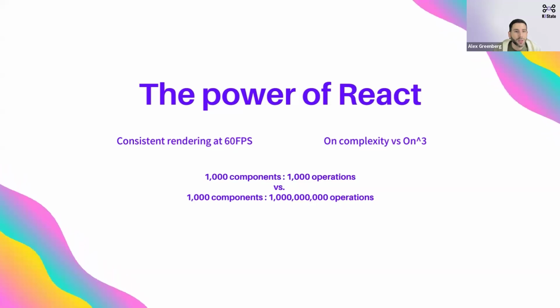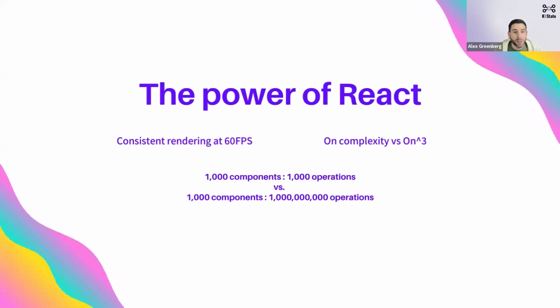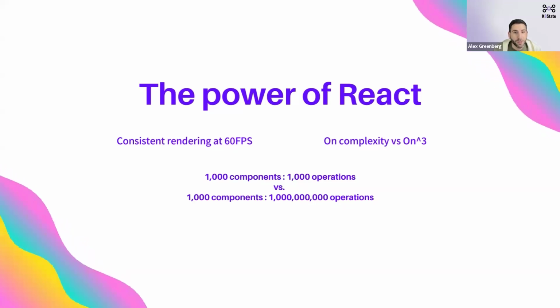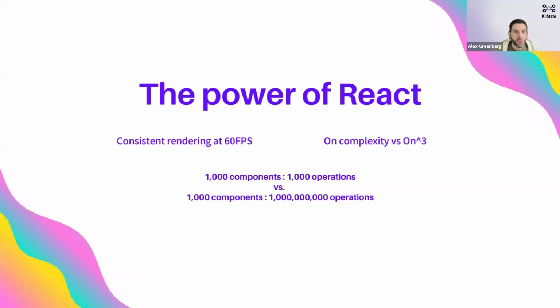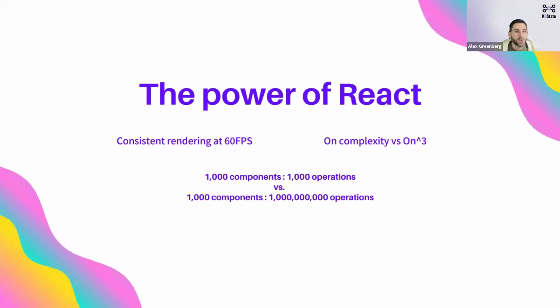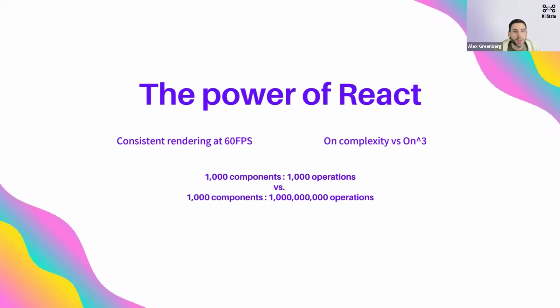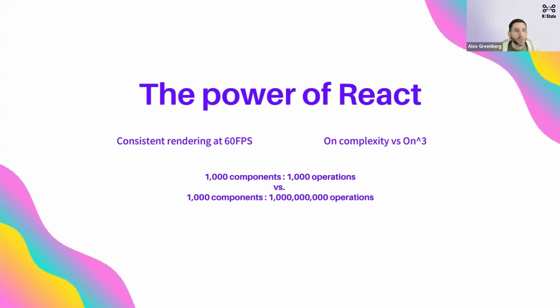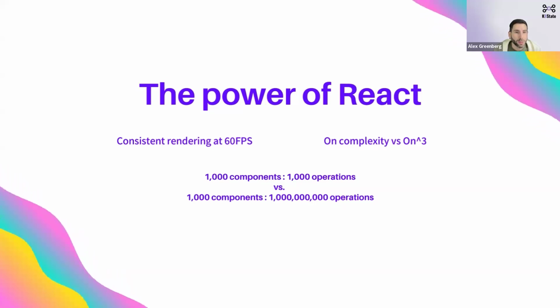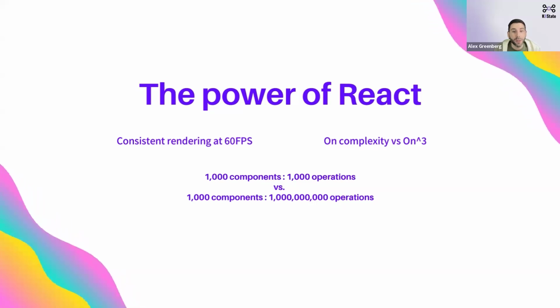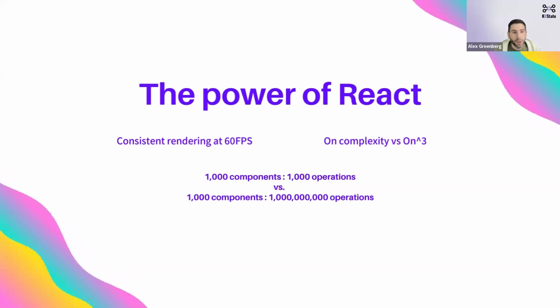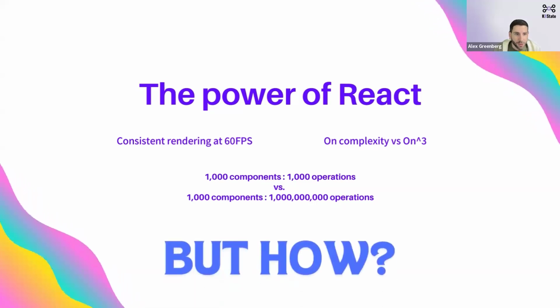React's time complexity for rendering this data is amazingly a linear O(n) versus O(n^3) for similar architecture. This means 1,000 components only need 1,000 comparison operations, whereas traditional architecture of the same type would need about 1 billion operations. But how does React do this?